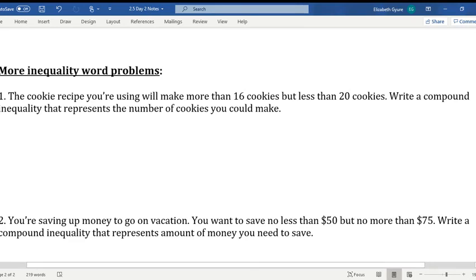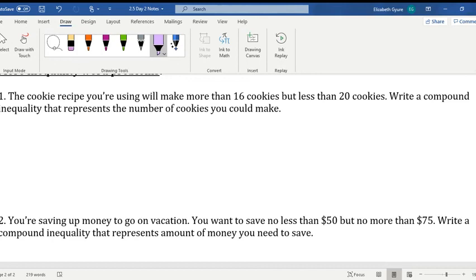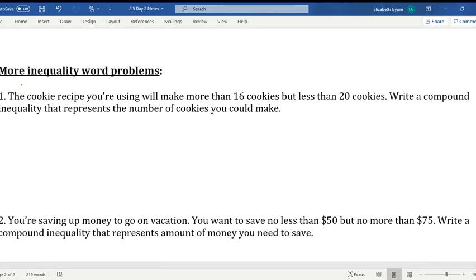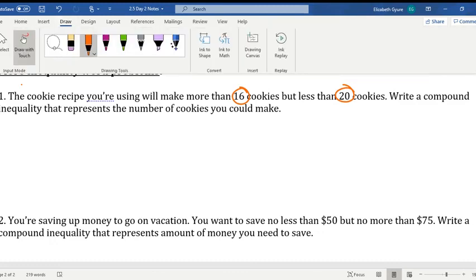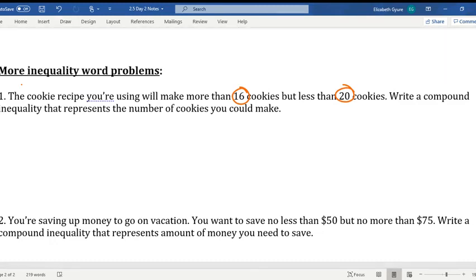So when we look at this, we need to first identify our important numbers. What are our two important numbers? 16 and 20 cookies. Good. What about some math action words? More than. What was the other one you said, Asia? But less than, yeah. And then it says to write a compound inequality that represents the number of cookies you could make.